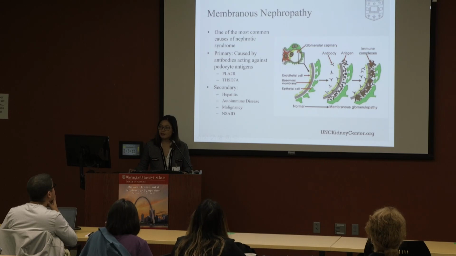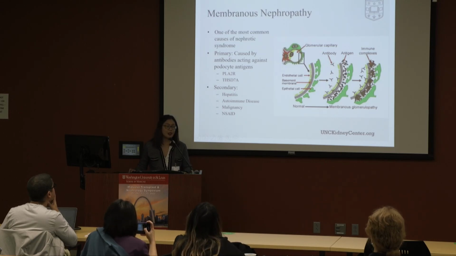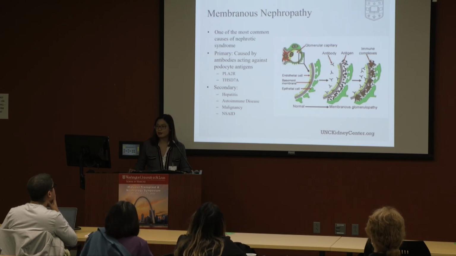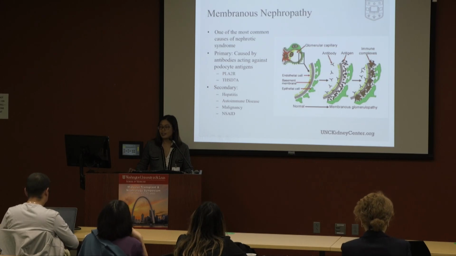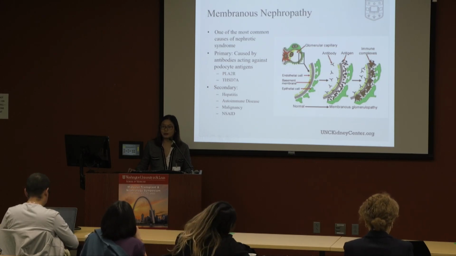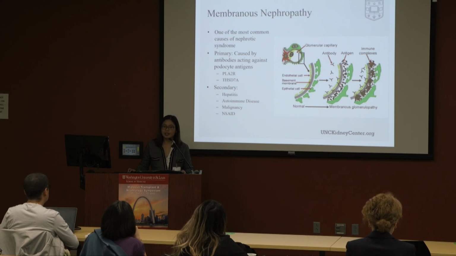So membranous nephropathy is one of the most common causes of nephrotic syndrome post-transplant. It can be either primary or secondary. For primary membranous nephropathy, it is usually associated with antibodies acting against the podocyte antigens. The most common predominant antigen was the PLA2R antigen in the podocyte, and around 5% it's an antibody against THSD7A.